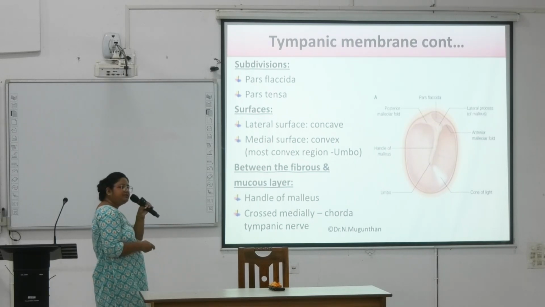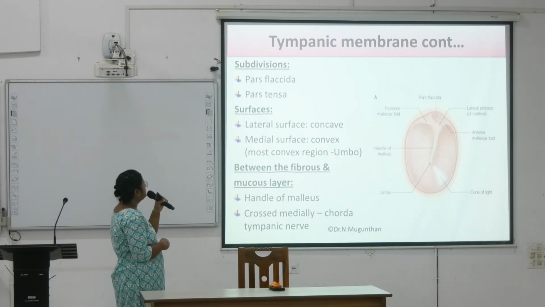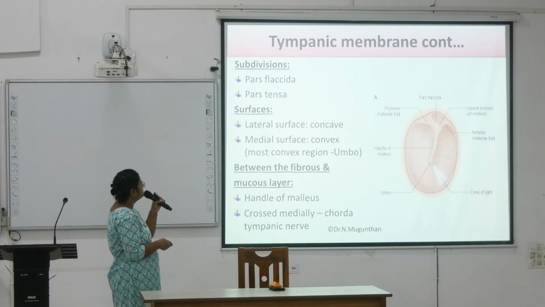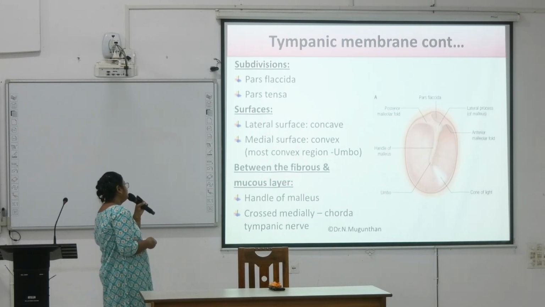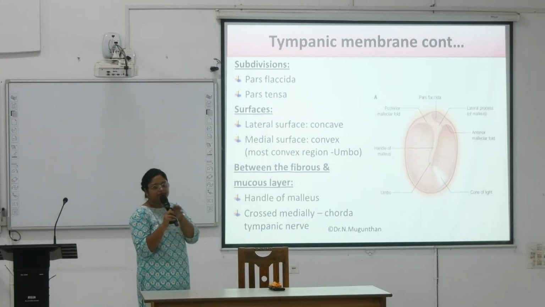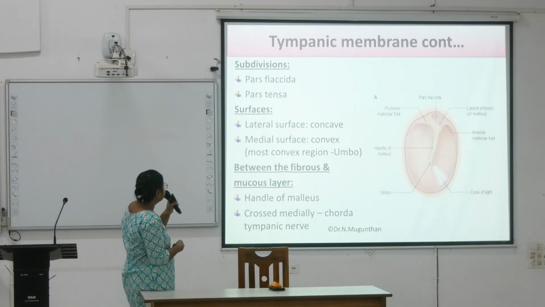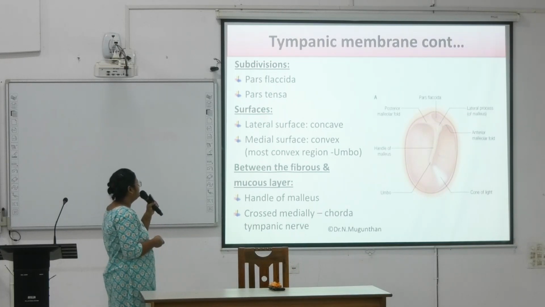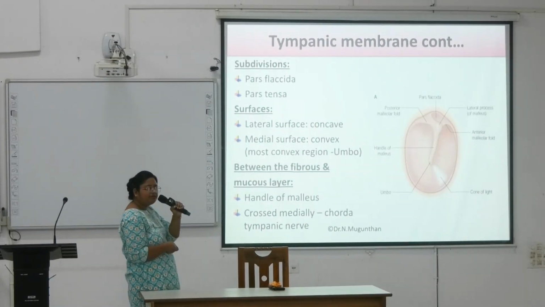Okay. So surfaces. Two subdivisions, two surfaces. The lateral surface is concave and the medial surface is convex. The most convex region is the umbo. This part is the umbo where the handle of the malleus is attached. Next, three layers we have discussed. One is the cuticular layer, outermost, continuous with skin. The middle is the fibrous layer, and the inner is the mucous layer. In between the fibrous and mucous layer, the handle of the malleus is lying, and this layer is crossed medially by the tympanic nerve. Okay.